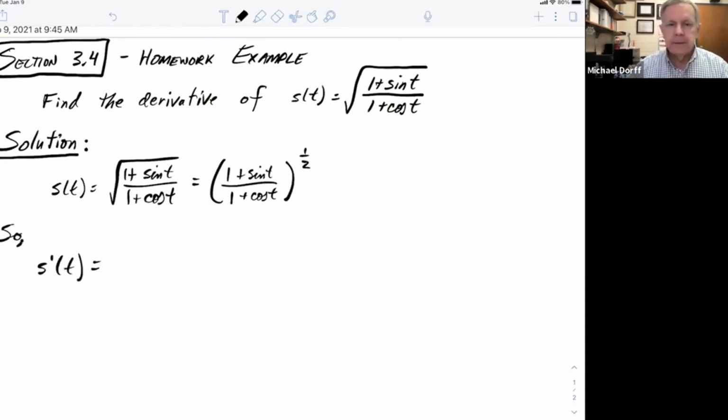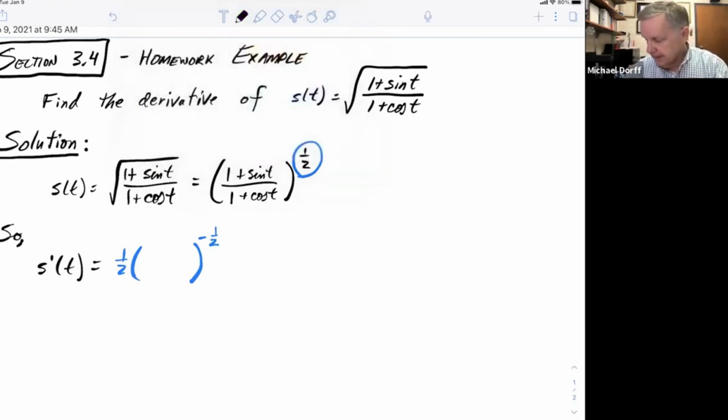I'm going to use the power rule. The power rule says that I'm going to look at my exponent. I'm going to bring that exponent out front. So that goes in front of the parentheses. And now I need to reduce the exponent by 1. So 1/2 minus 1, which would give me a negative 1/2 power. And then I'm going to do the chain rule.